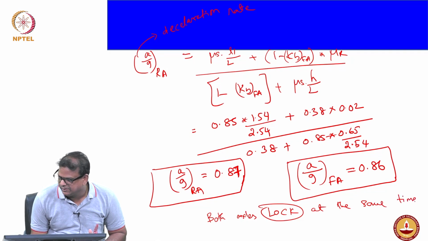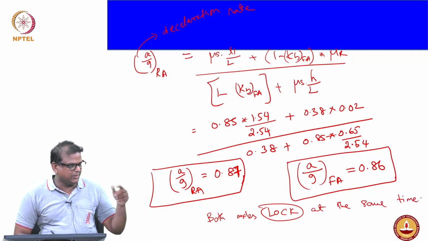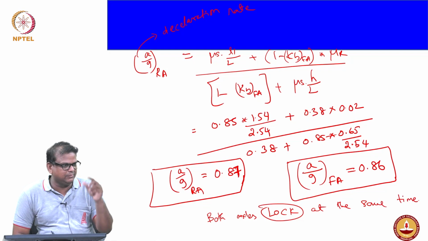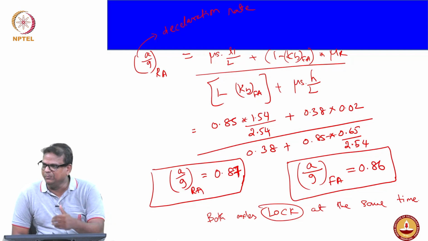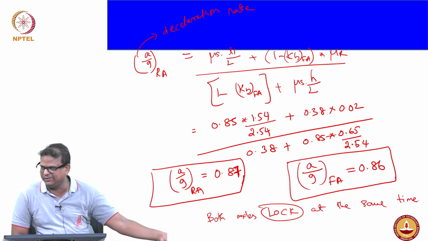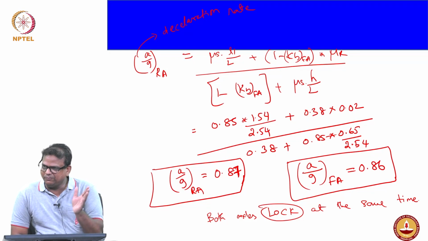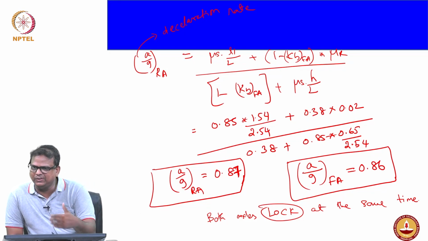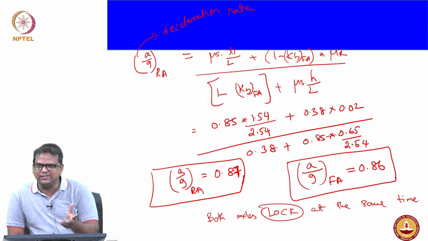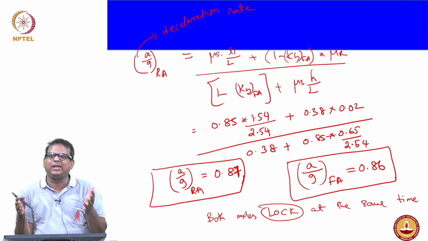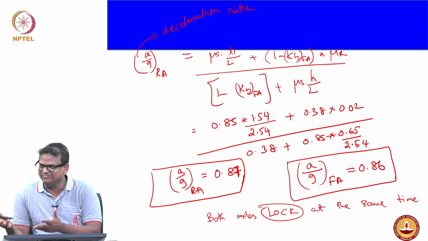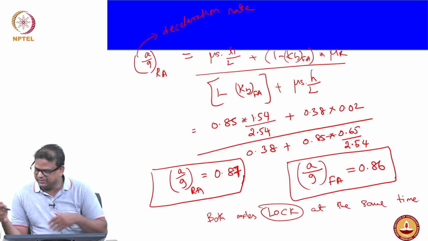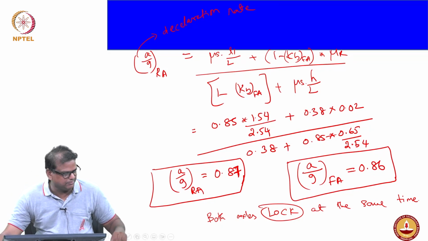Now look at the problem. It says that using the same proportion, we are changing the surface to mu s equal to 0.7 and mu r equal to 0.015, I think. So in that case, what happened to your deceleration rate? Do you expect the same behavior, or would it change? That's what we are going to understand in the problem statement.